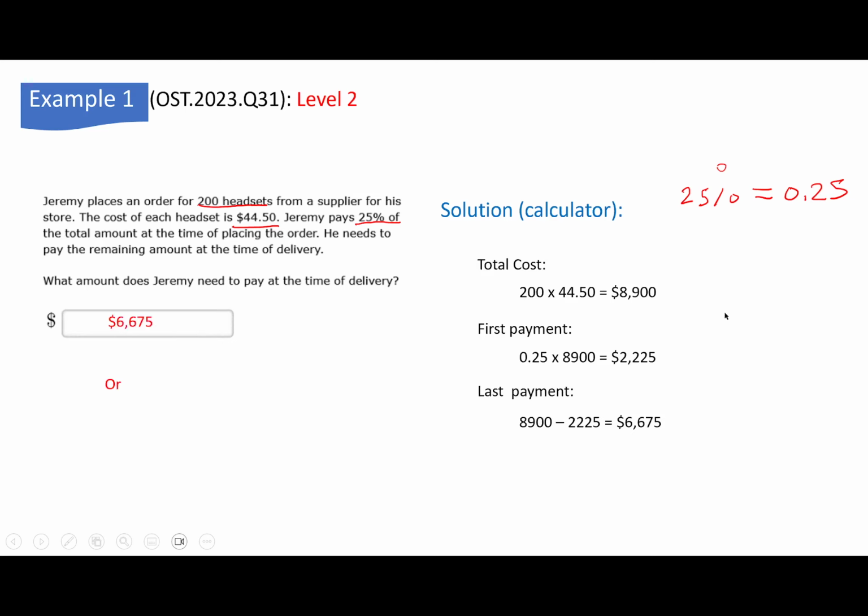You can do it in a different way. You can say the total cost is the same as we did earlier, and now since he paid 25%, he has to pay at the delivery 75%. So last payment, 0.75 times 8,900, it gives you obviously the same answer.